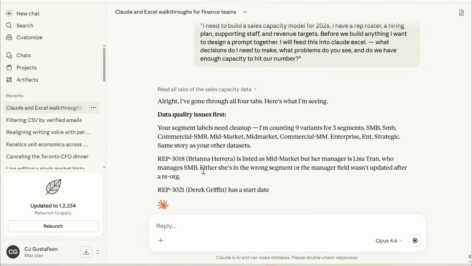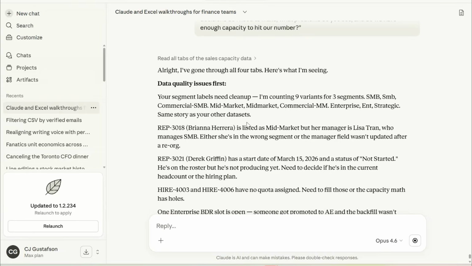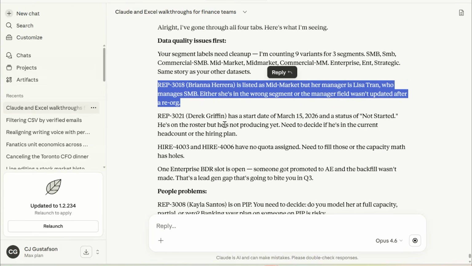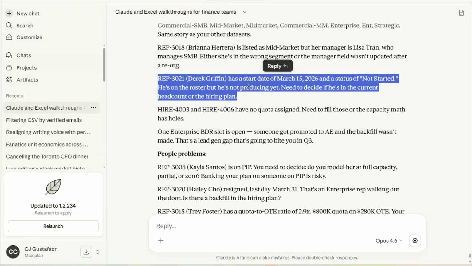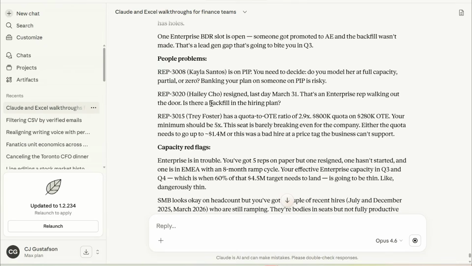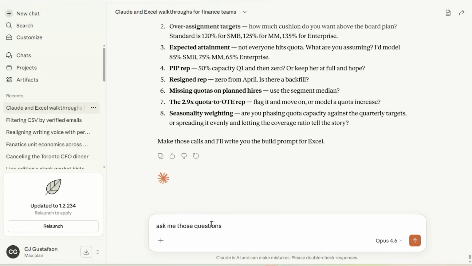All right, I've gone through all 4 tabs. Here's what I'm seeing. Data quality issues. Yep. Segment labels need cleanup. We saw that. 9 variants. Ooh, mismatch. Silly Derek, not started. There's one without a quota assigned. 1 enterprise BDR slot is open. Someone got promoted. Ooh, the backfill. That's a tricky one. Surprised I got that. All right. Ask me those questions here in multiple choice format.